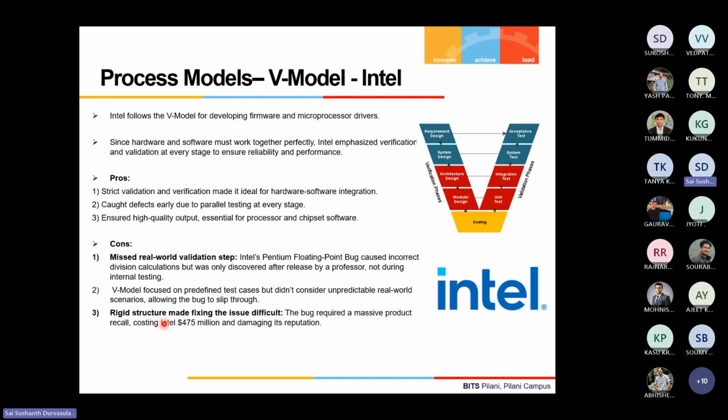And the final one is rigid structure. Actually, in fixing this, once the bug was found, they had to recall this version and spend a lot of time, and it caused damage to the reputation and others because of this floating point bug. So, it's not like we just have these phases defined. Those have to be concrete as well, and they should have proper test cases in place, which are real world, is the key takeaway here, right?